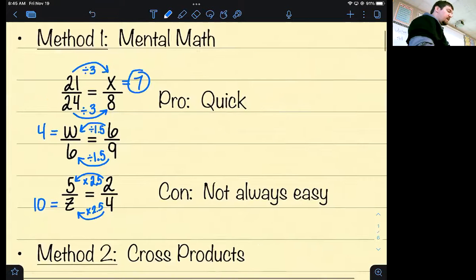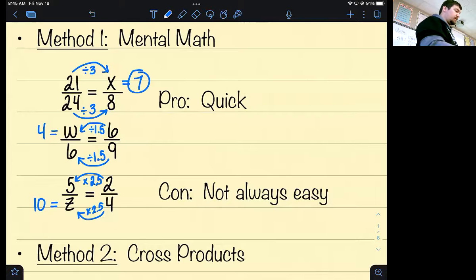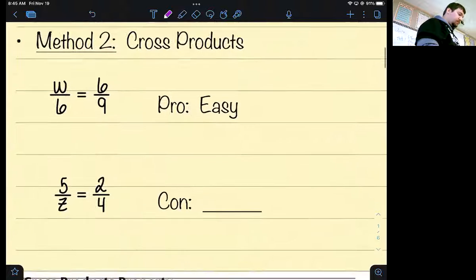Okay, so mental math is great when it works. It's not so great when you get a problem like these bottom two. So let me show you a method, because I don't like methods that don't always work. Let me show you something that always works. I think you're familiar with it. Cross products.